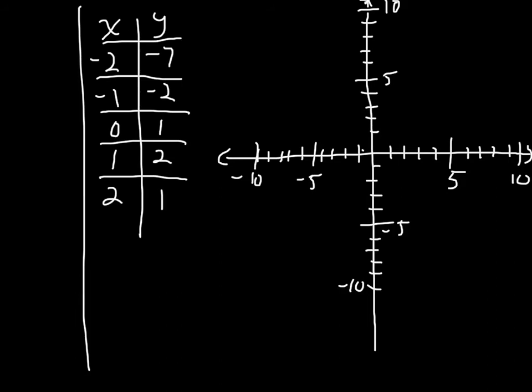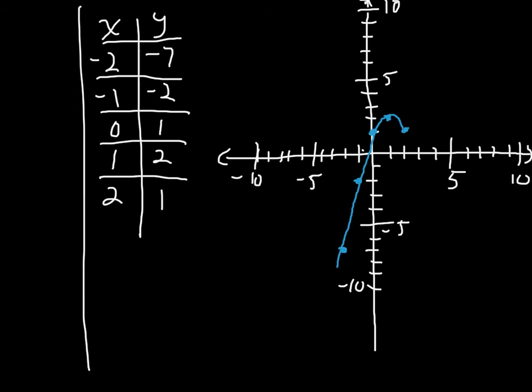Here we go. Here's my next slide, and now I need to plot these. Negative 2, negative 7 is about right there. And then negative 1, negative 2 is right there. And then 0, 1 is right there. And then 1, 2 is right there. And then 2, 1 is right there. So what we notice this time is that I don't have a flat top or flat bottom. My graph is rounded off at the top, so that was good.